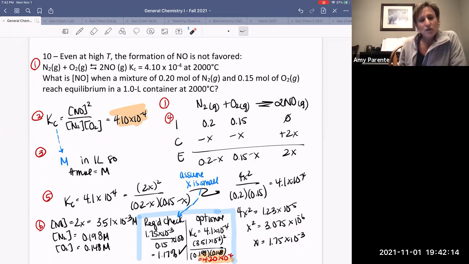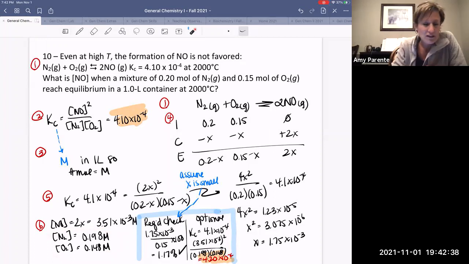So once we've solved for X, that's our 5th step. Our 6th step is to answer the questions by figuring out what those equilibrium values are. So our NO concentration is going to be equal to 2X. So that's going to be 3.51 times 10 to the minus third. Our N2 and O2 concentrations are going to be 0.198 and 0.148 respectively.